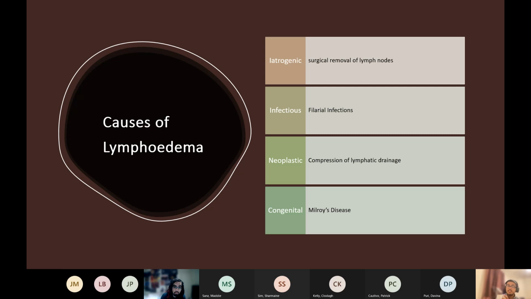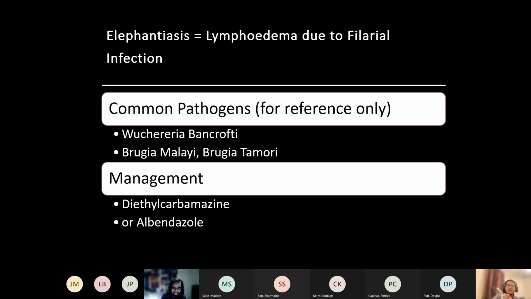Neoplastic, so things like lymphomas can compress the lymphatic drainage, and it can cause everything to back up. And the congenital cause is where you don't have lymphatic drainage, and it's called Milroy's disease. You definitely don't need to know that. I just put it on there for completion. Please forget it. Here's some stuff for reference.